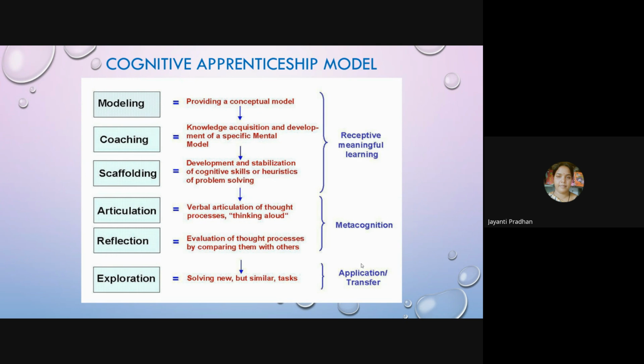So these both things, articulation and reflection, are metacognition, meaning thinking about our own activity, our own thinking process, and it leads to exploration. Sometimes that exploration is application transfer. So this is your exploration. So in this model we have gone through these 6 steps: modeling, coaching, scaffolding, articulation, reflection, and exploration.